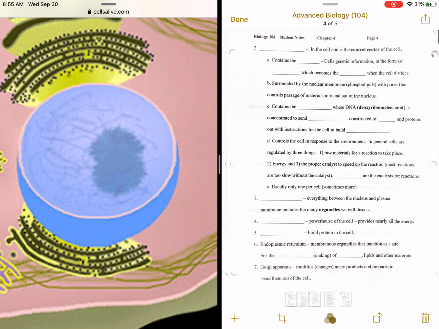It controls the cell in response to the environment. In general, cells are regulated by three things: raw materials for a reaction to take place, energy, and the proper catalyst to speed up the reactions. Most reactions are too slow without the catalyst. Enzymes are the catalyst for these reactions. Most reactions in your cells would not occur at all without enzymes, or they would take years and years and years to take place.